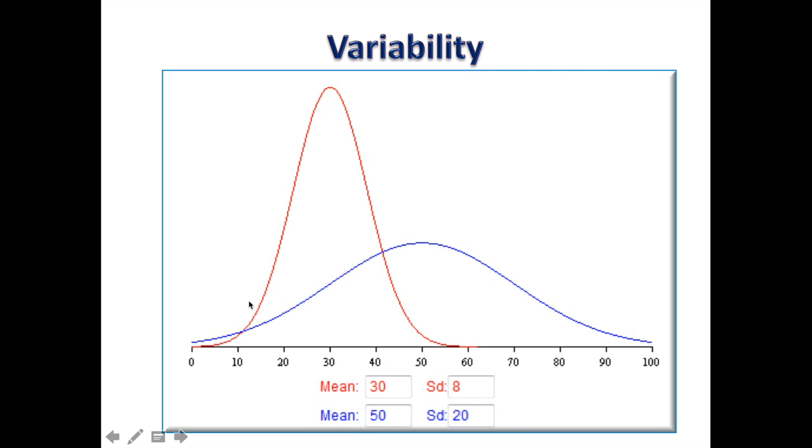Now look at this red one right here. See how it peaks up really high? What that's saying is that all the scores, or most of the scores, cluster around this 30, with a standard deviation of only 8.